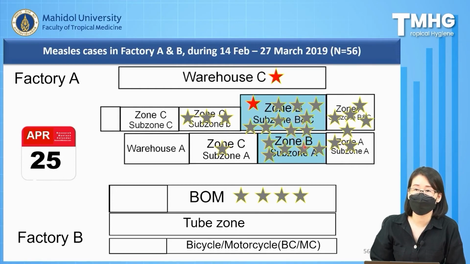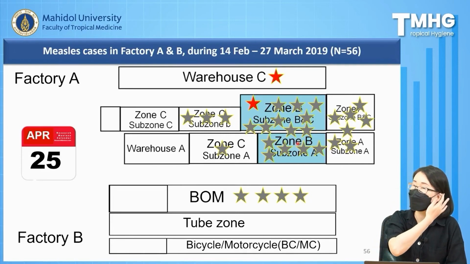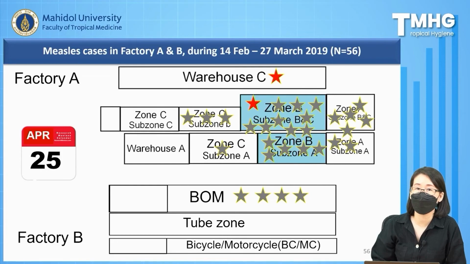So you can see the zone. The blue one, these are measles cases. The blue zone is the zone that has an air conditioner. Okay, because measles is transmitted by air, right? So you can see that it's quite dense in here.